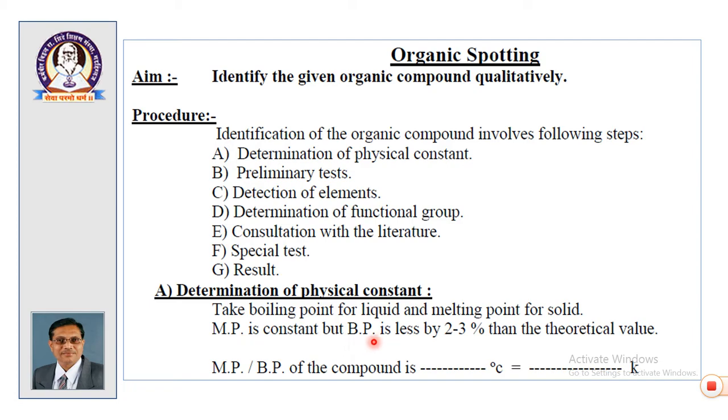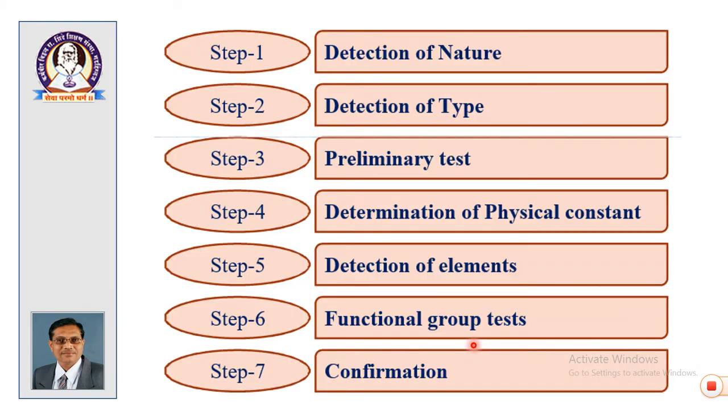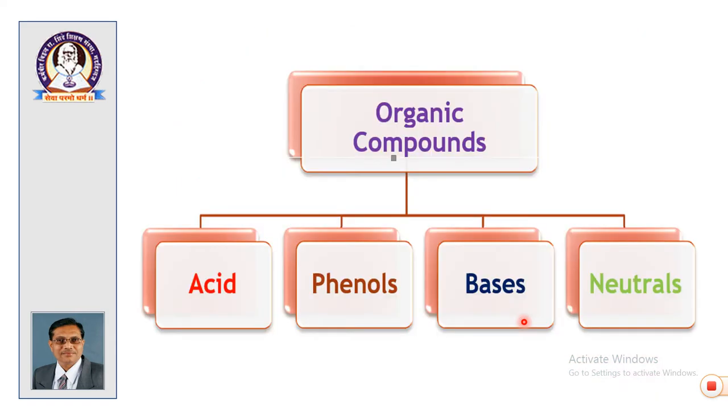Melting point and boiling point is to be reported. For boiling point, there has to be 3% correction. So, report the boiling point and add correction in the value. Okay. These are the steps again: detection of type, nature, type, preliminary test, physical constant, element, functional group and confirmation. Okay. So, organic compounds are of these 4 types.